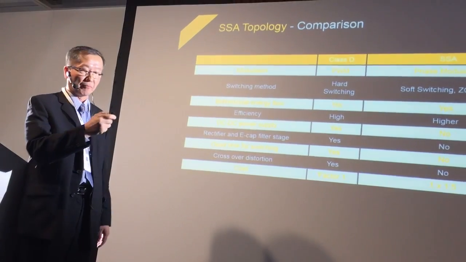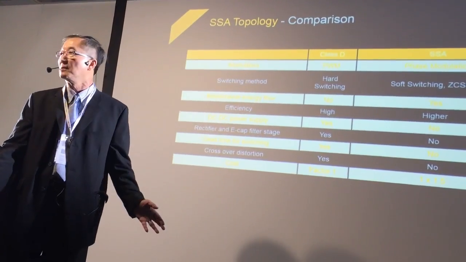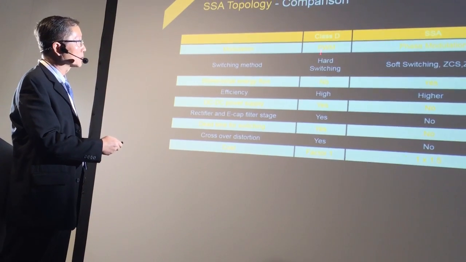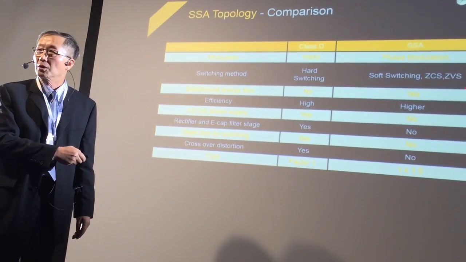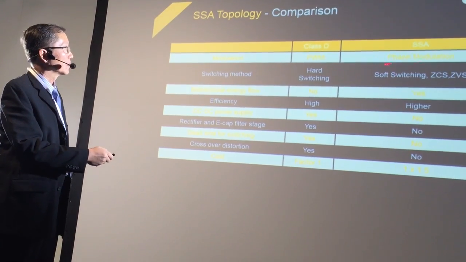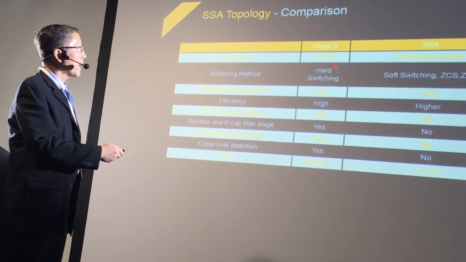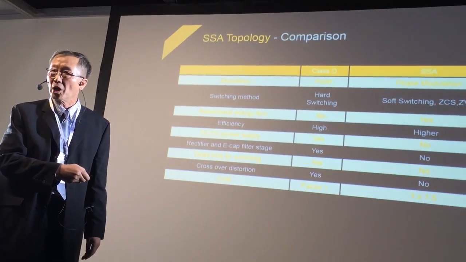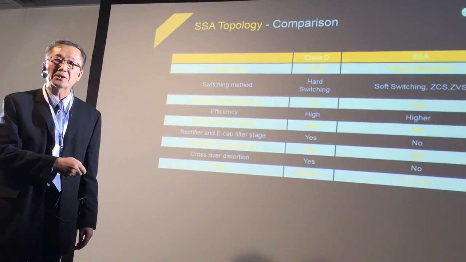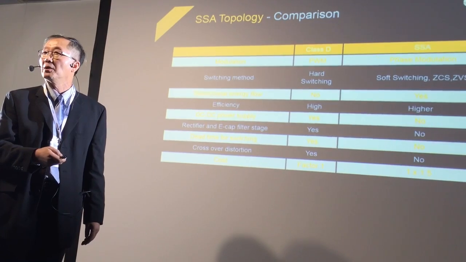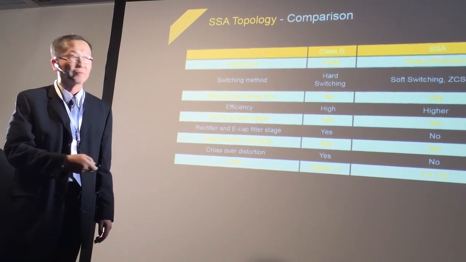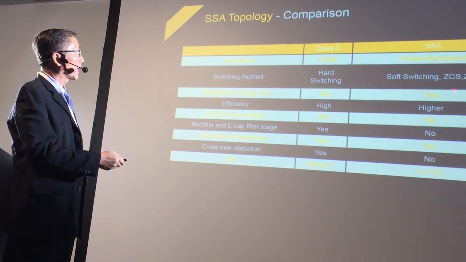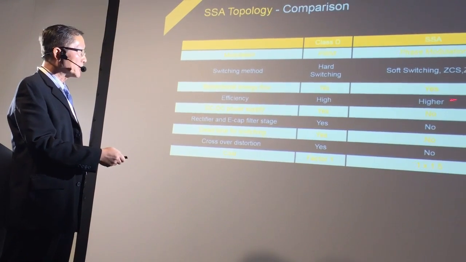Here's a comparison that people always ask about: what's the difference between this and Class D? First, Class D uses pulse width modulation. Our topology uses phase modulation. Totally different. Switching method: Class D is hard switching, while this is soft switching, with much higher efficiency, lower noise, and less radio interference. Then this topology has a true bidirectional energy flow. In Class D, the efficiency is higher.